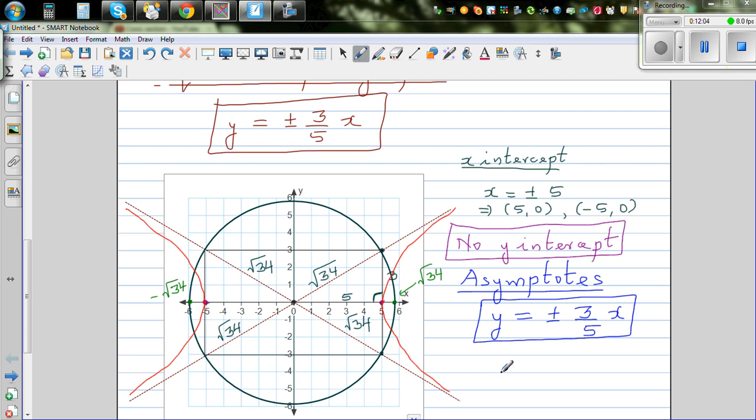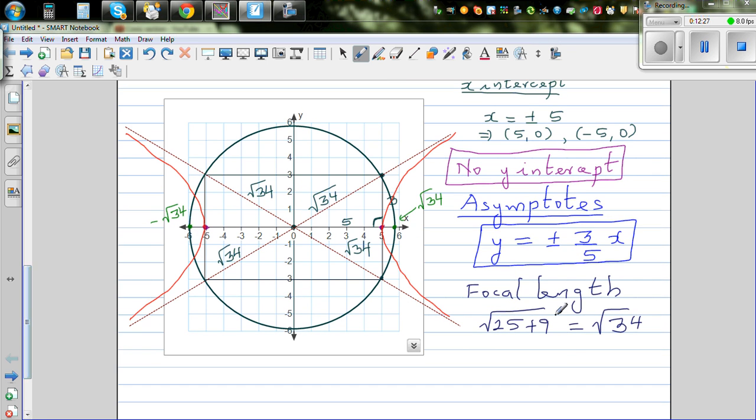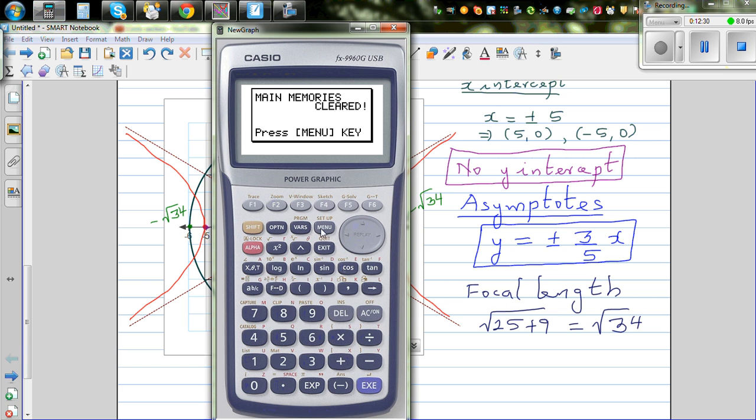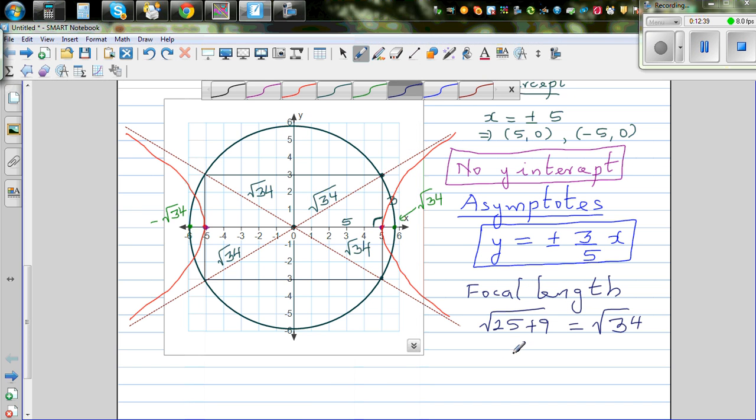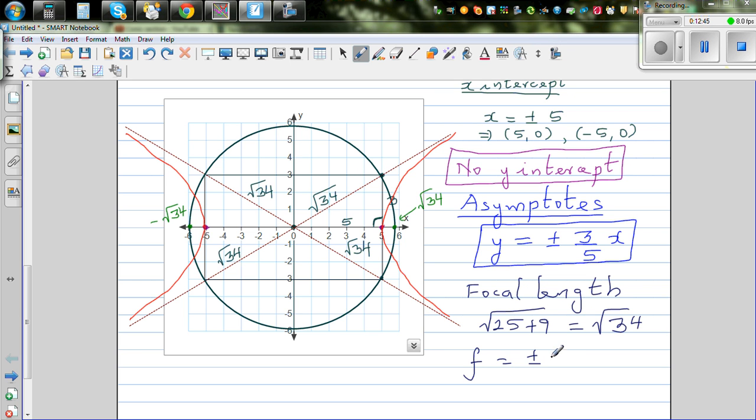So here you can say your focal length. The focal length is always this squared plus this squared, which is the square root of 25 plus 9, which is the square root of 34. Let's confirm the square root of 34 on a calculator: shift square root of 34 equals 5.8 to 1 decimal place. So your focal length, let me call that f, is plus or minus 5.8.